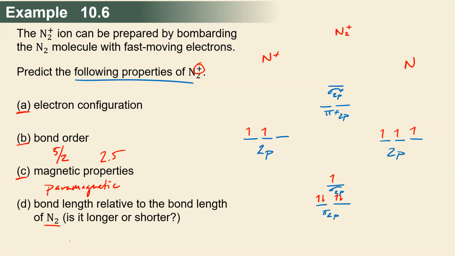So the bond length relative to N2, well, we already calculated the bond order for N2 to be 3. This one has a bond order of 2.5. And so what does that tell us about the bond length? It's longer. It's longer, yeah. So remember, the higher the bond order, the closer together those nuclei have to be. And so the shorter the bond, the higher the bond order. So since this is a bond order of 2.5 versus 3, it's going to be a little bit longer.